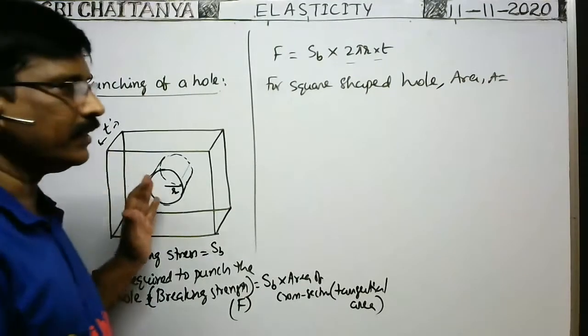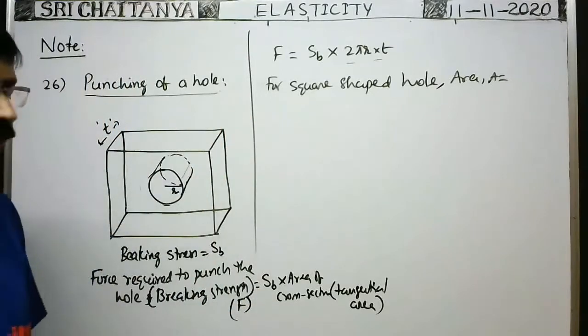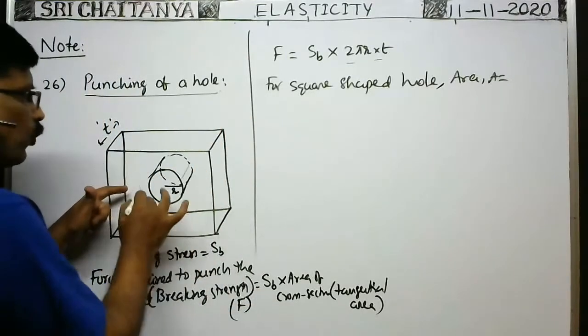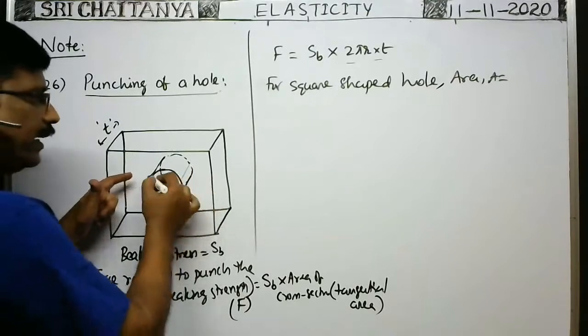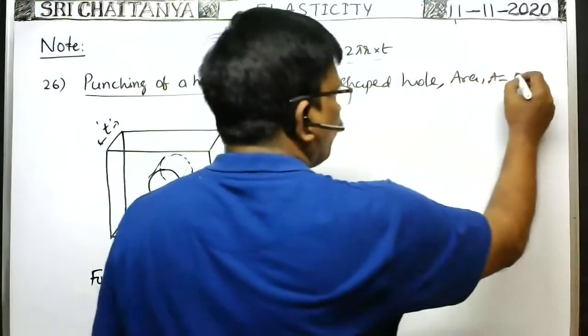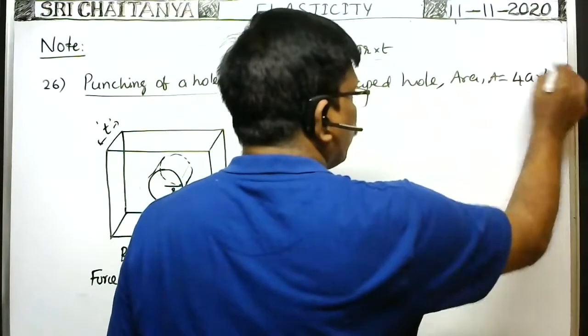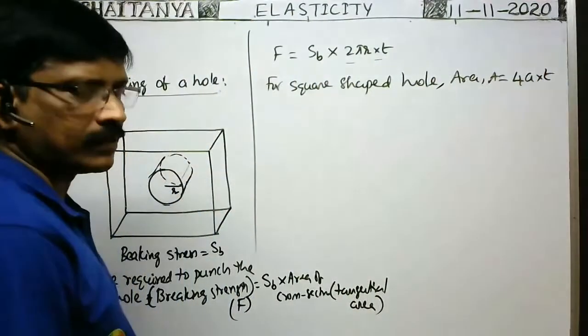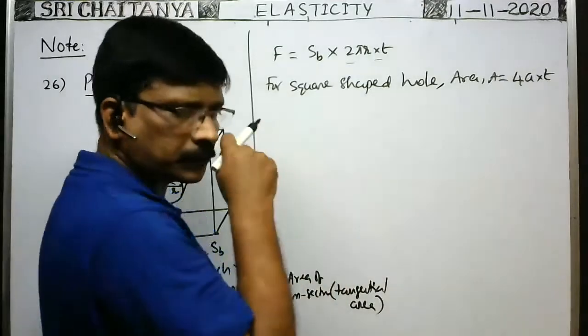Very good, Nana. 4AT. That idea you must have. So the circumference is 4A, 4A into thickness T. That is the tangential surface area of the square hole. So 4A into T. That reasoning we need. That knowledge we need. Physics. Okay, very good.